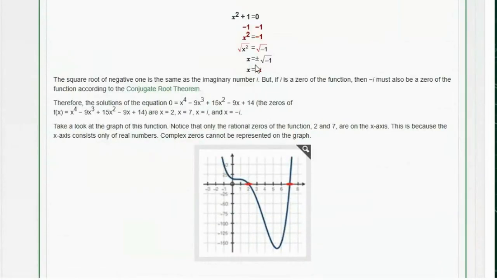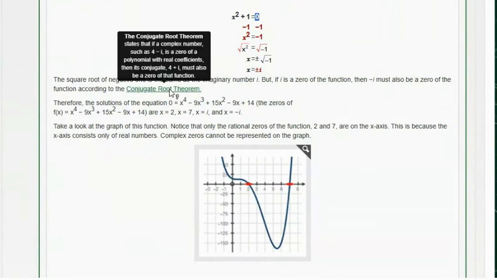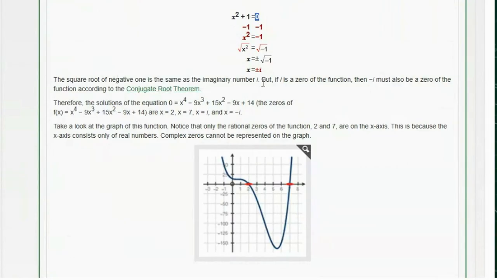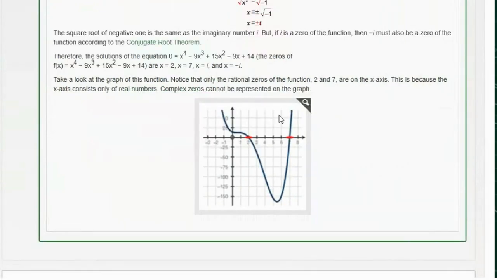So what are the final 2 solutions? Plus or minus i, because we can take the x squared plus 1, set it equal to 0. It's a quadratic equation. We can solve it by simply moving the 1 to the other side and taking the square root of both sides. So if i is a zero, negative i must be too because of the conjugate root theorem. It says if you have a complex number like 4 minus i that is a zero, 4 plus i must be the other one. So in this case, if i is a solution, it's 0 plus i, and you also have 0 minus i. And if you look at the graph, let's look at the graph of that.